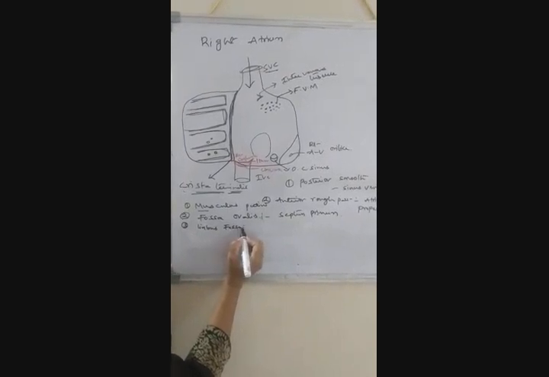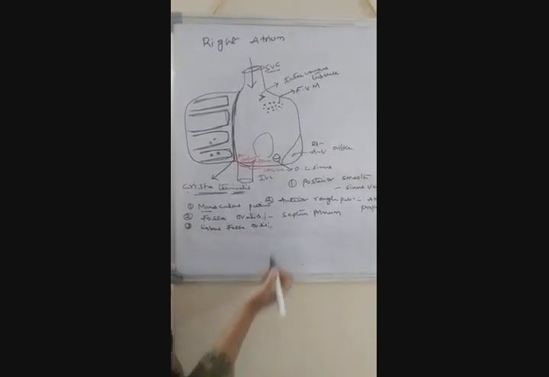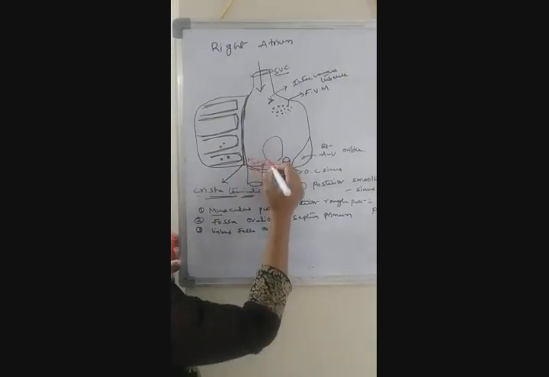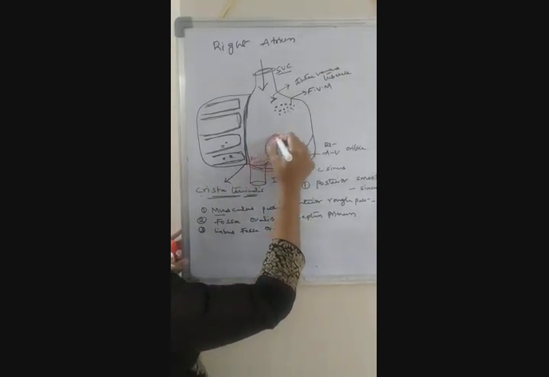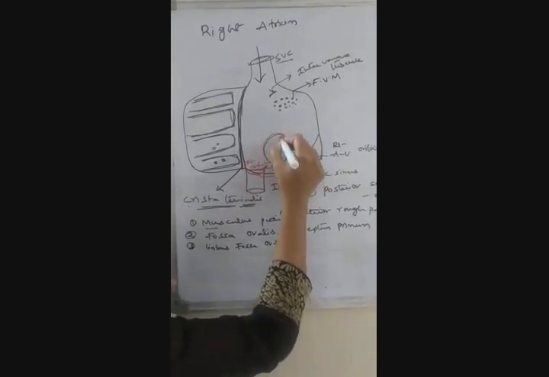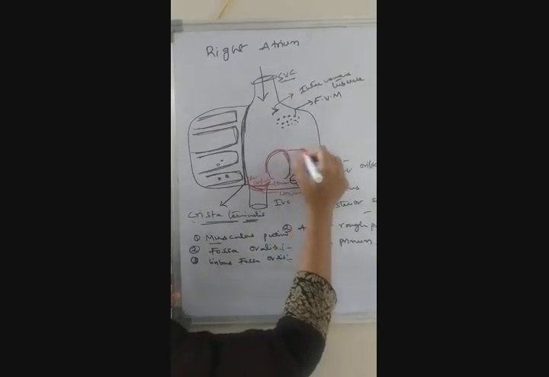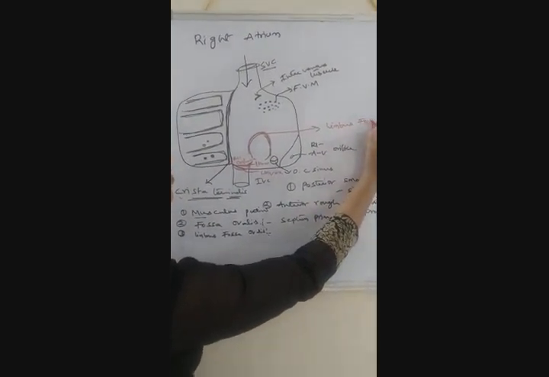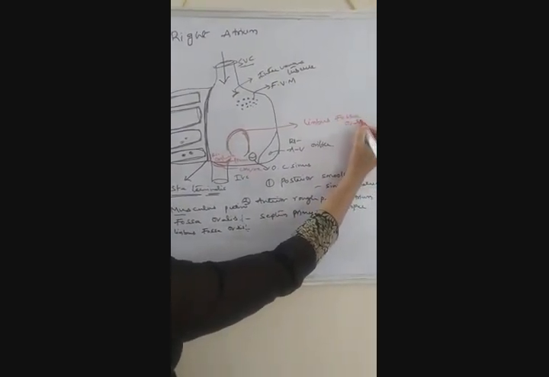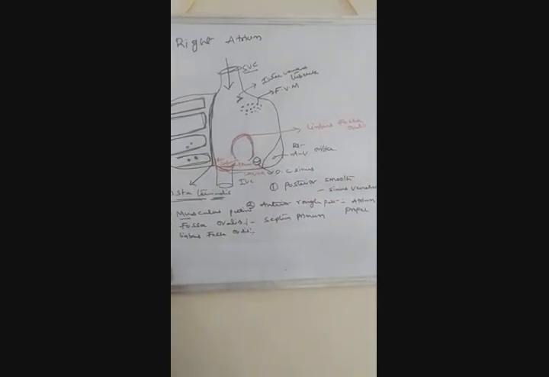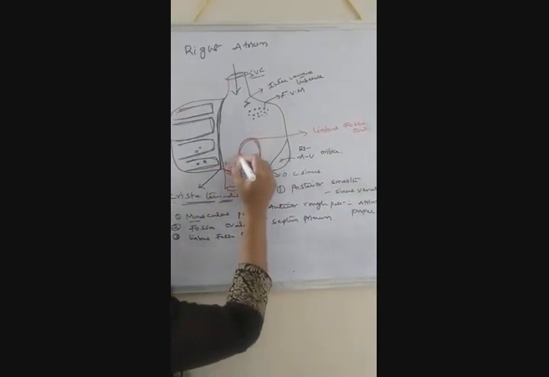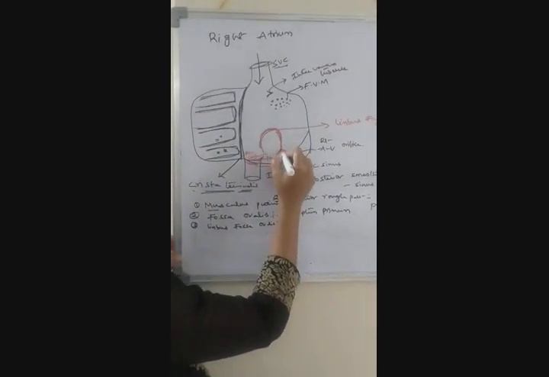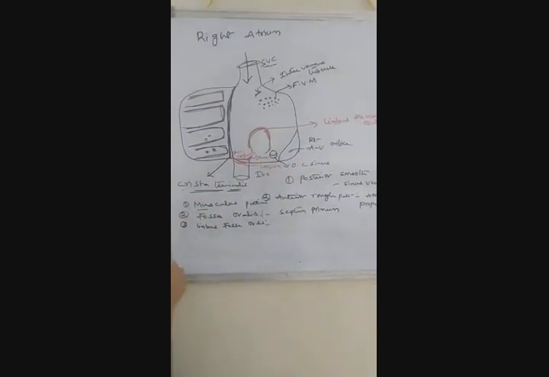Next, coming to the limbus fossa ovalis. What is this? It is the crescent shaped sharp margin which is present surrounding this fossa ovalis. Okay, the limbus fossa ovalis is a sharp margin which is present surrounding the anterior, upper and the posterior margins of the fossa ovalis.